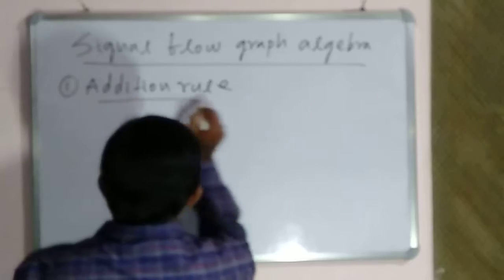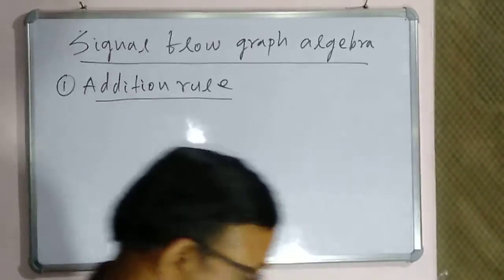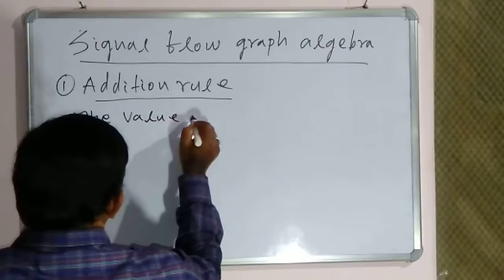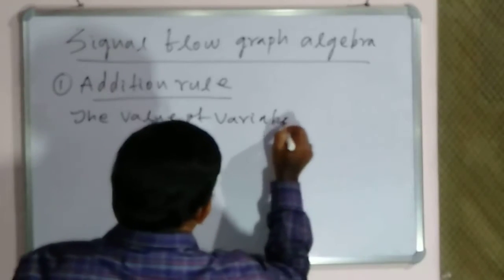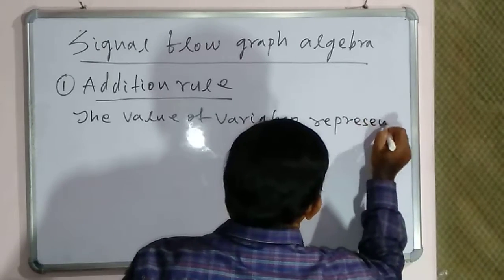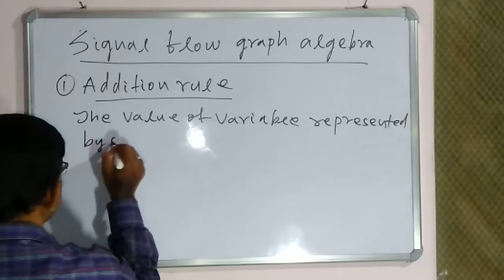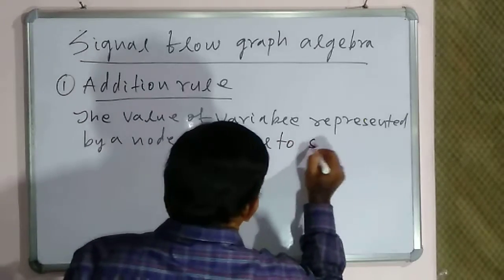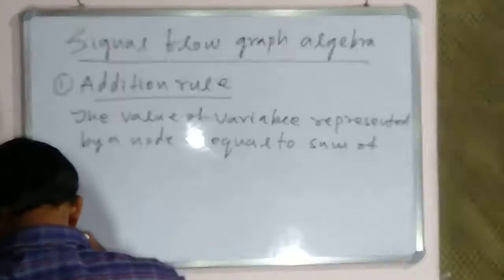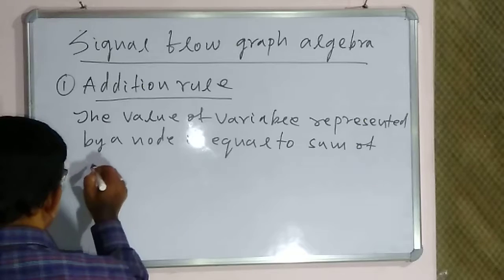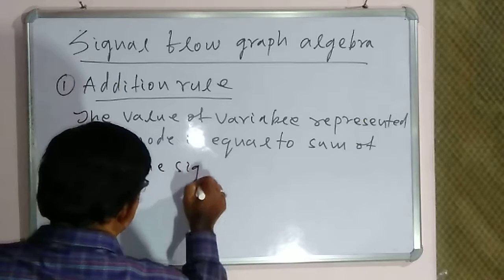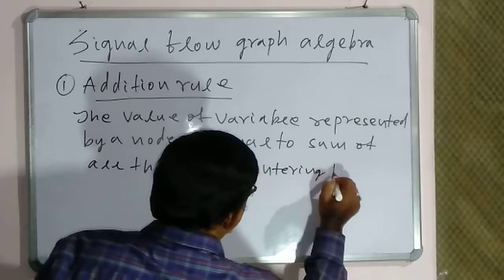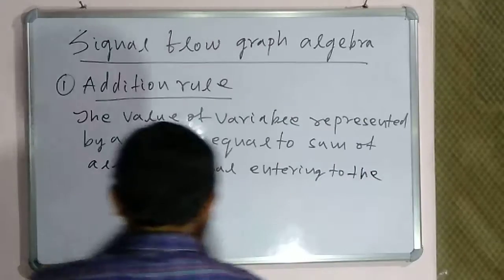Addition rule is nothing but the value of variable represented by a node is equal to the sum of all the signals entering to the node.